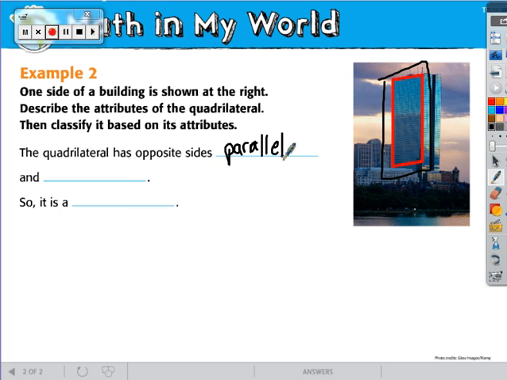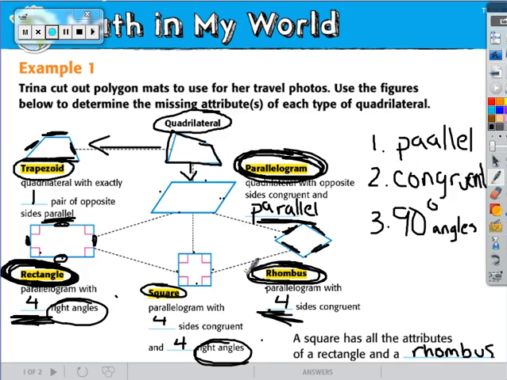And they are also what? And they are congruent. Now, are these 90-degree angles? No, they're not, are they? So, this is what I'm telling you. We have to keep referring back. So, they are congruent. Opposite sides are congruent, and they are parallel.